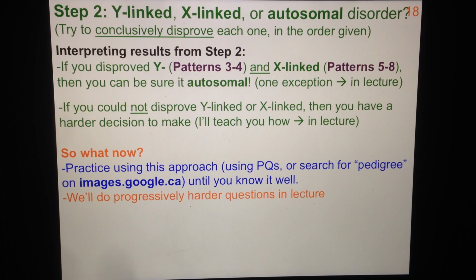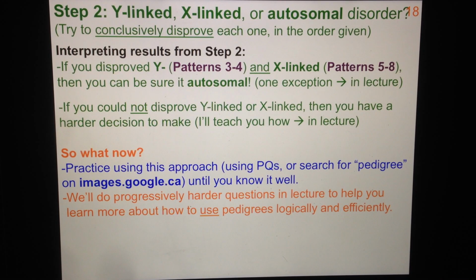All right. So when you get to lecture, we're going to do some progressively harder questions where we do this analysis and also use the tree as well. And you'll learn to use the trees in a very logical and hopefully efficient way for your midterm. Okay, that's it for now.